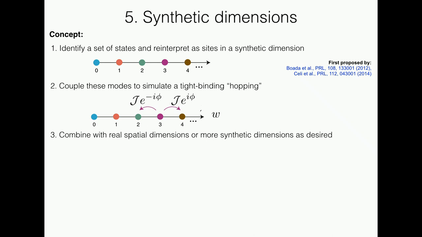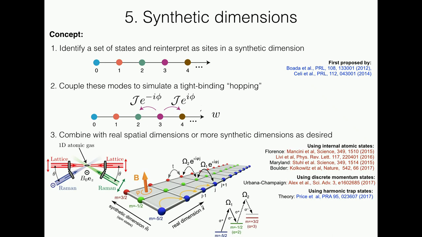So we can simulate using these tricks all sorts of different topological physics. And the great thing is, because this is an external coupling that we're putting in, we can choose the phase associated with it. We're not constrained to just having the real phases that you would get in a normal unmodulated lattice.